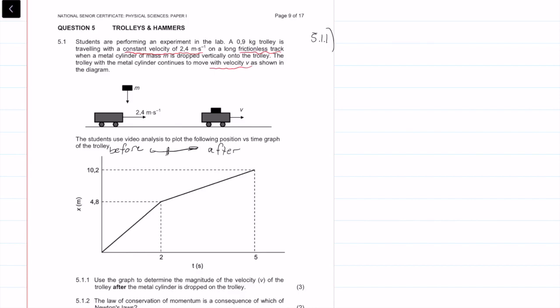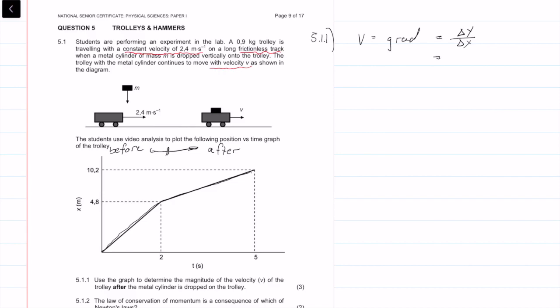Okay, how do we know this? Because the velocity is our slope or our gradient. So initially it's traveling at a higher velocity and then it travels at a lower velocity. Okay, so our velocity v is equal to our gradient, which is equal to our change in y over change in x.